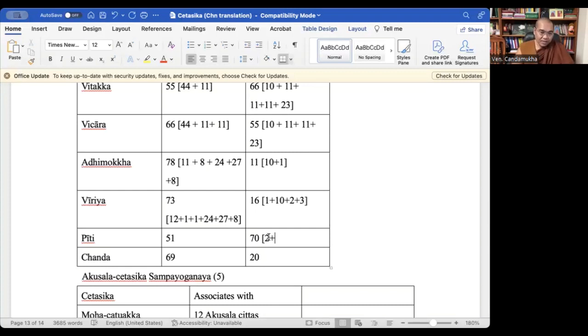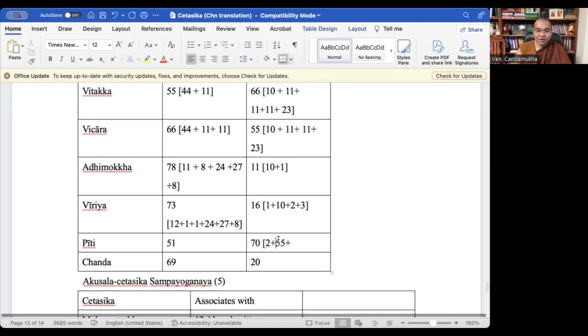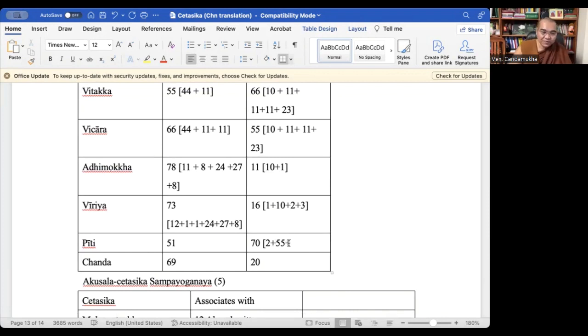So PD, rupture or joy, does not associate with the two dosa mula citta, and then upekkha sahagata citta, neutral. Neither sukha nor dukkha. That is 55. Upekkha sahagata citta 55. So there you can review what they are. This is a neutral mind, neutral feeling.